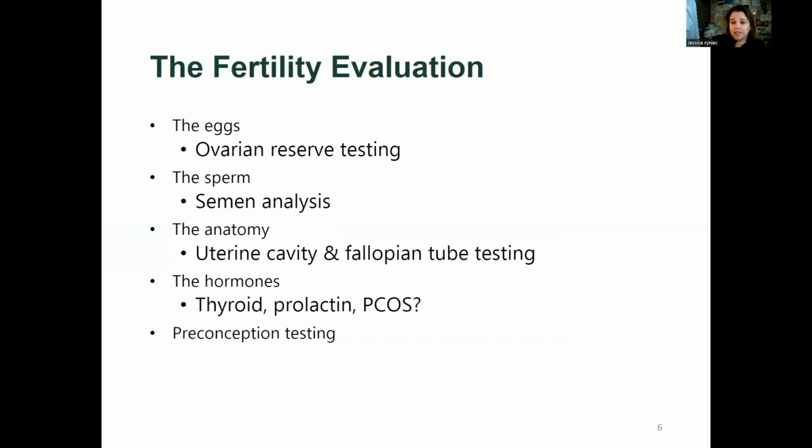So what that includes is the eggs, and for that we do ovarian reserve testing. We look at the sperm, and for that we do the semen analysis. We look at the anatomy, which includes the uterine cavity and fallopian tube testing, the hormones, which include thyroid, prolactin, and maybe some other testing, and preconception testing or pre-pregnancy testing, things that might not actually be related to fertility, but are important to look at prior to pregnancy.